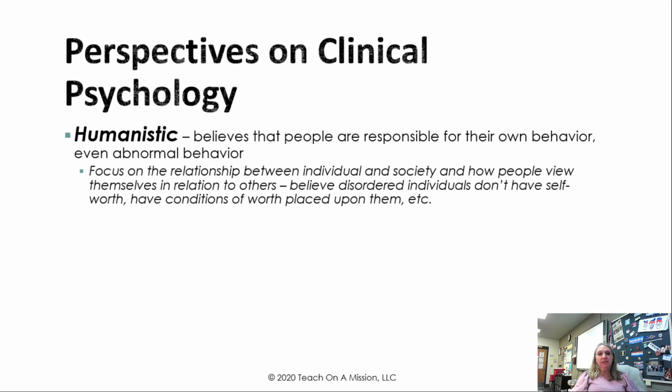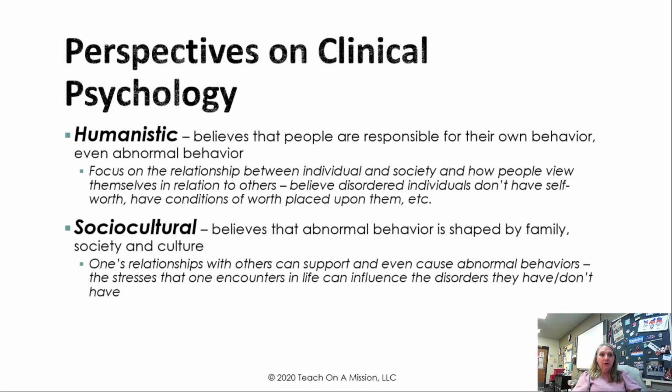And then your humanistic perspective believes that people are responsible for their own behavior, even their abnormal behavior. So you want to focus on the relationship between individual and society and how people view themselves in relation to others. You believe disordered individuals don't have self-worth, have conditions of worth placed upon them, etc. So in this case, it's about self-potential. What a person believes is their self-potential. And so if they have low conditions of worth placed upon them, then that's going to impact the abnormal behavior.